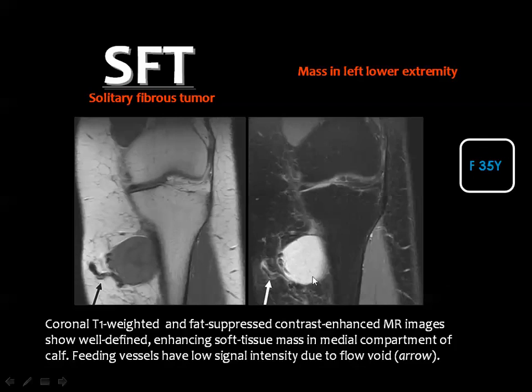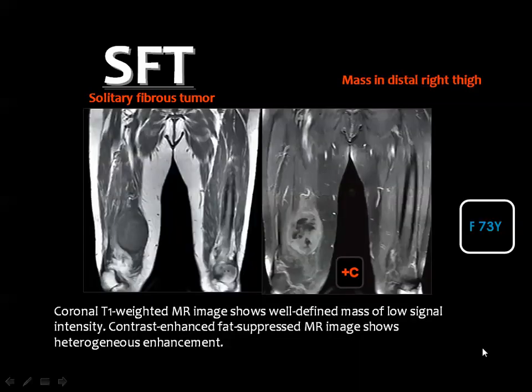And another case of a solitary fibrous tumor in the upper leg. The lesion showed low signal in the T1 and it shows significant contrast enhancement in this T1 fat suppressed image. This arrow points to a vessel which is directed to the tumor, and this is one of the helpful diagnostic signs because these lesions are usually hypervascular.